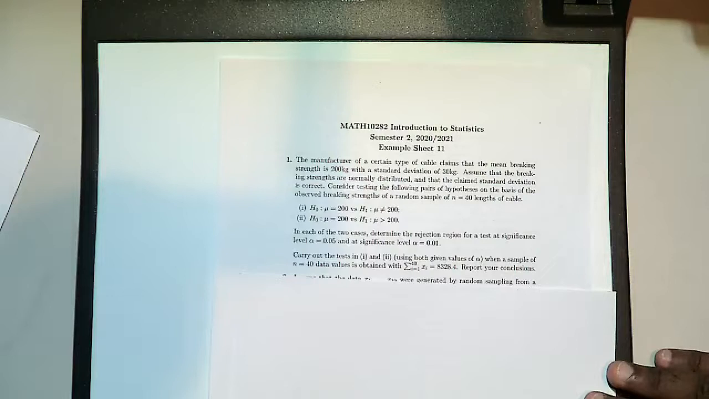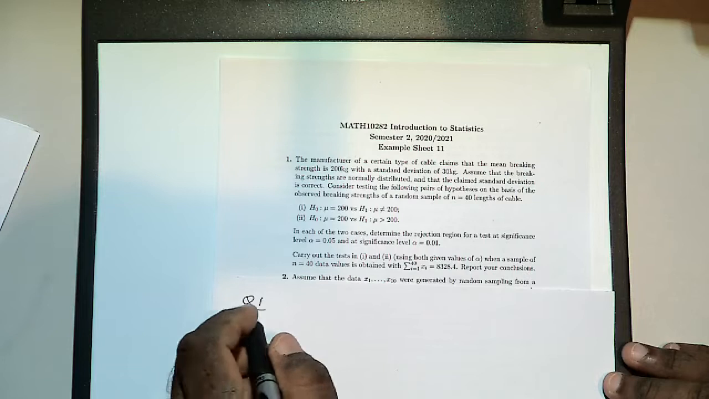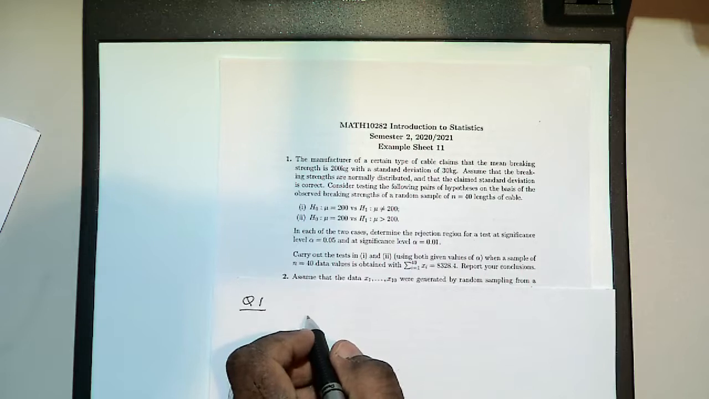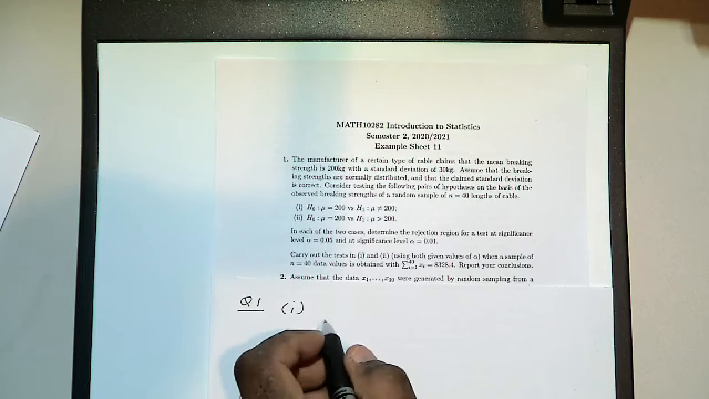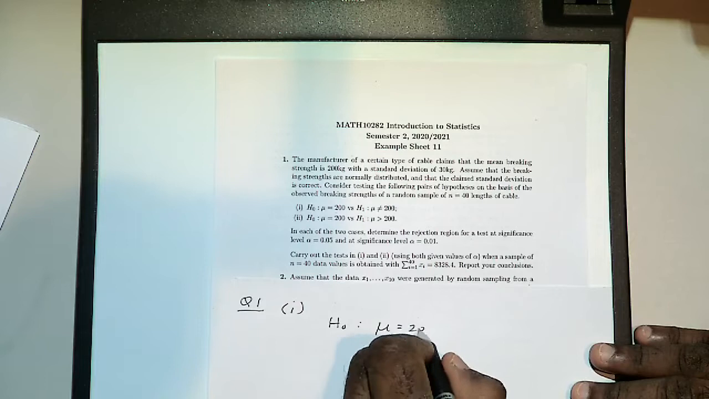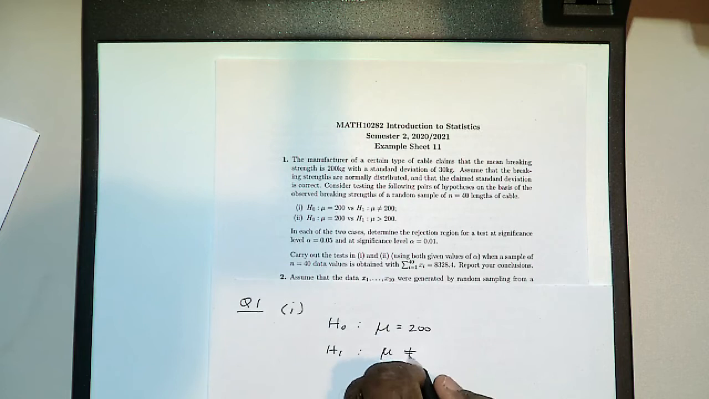So in this case, question one. We are trying to test, in the first part, whether H0, the null hypothesis, where mu denotes the mean breaking strength of a cable, versus the alternative that mu is not equal to 200, okay? Now, what do you think is the rule that we need to use in this case?